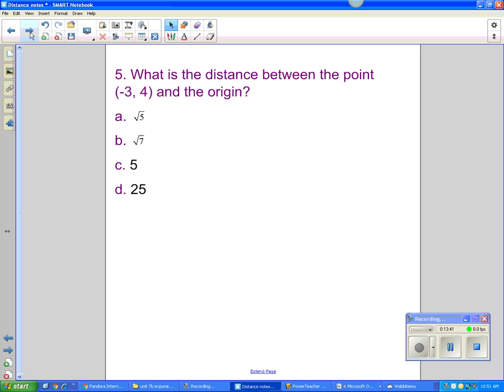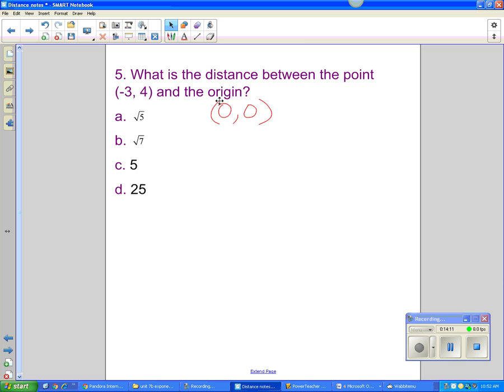Number 5. What is the difference between the point negative 3, 4 and the origin? Andrew, do you remember what the origin is? What point? But what is it as numbers? James, do you remember? Good. 0, 0. Write that on your paper, please. Origin is 0, 0.